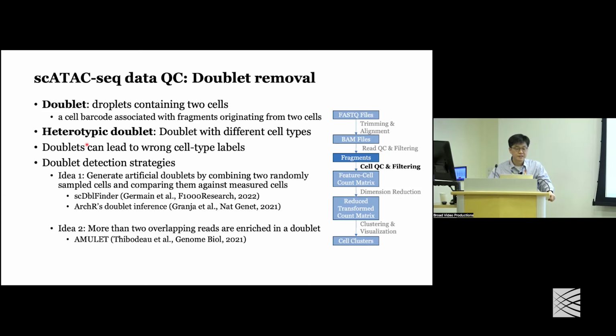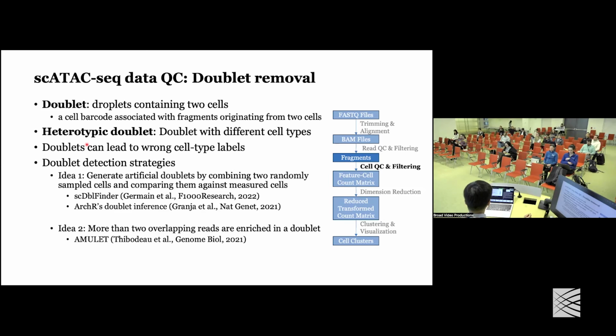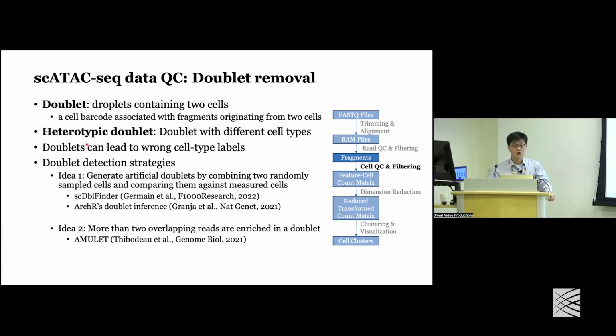The first was originally developed for the analysis of single-cell RNA-seq data. The idea is that it generates artificial doublets by combining 2 randomly sampled cells and then using them as a basis to find the real doublets in your dataset. You repeat this many, many times to figure out which cells are potentially doublets. There are many tools that work really well using these ideas.